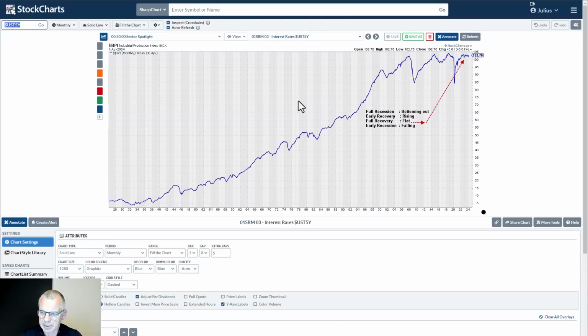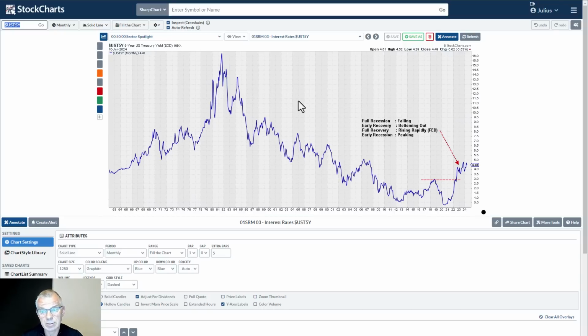Now we've got interest rates, and interest rates are interesting because look at what happened here. This is a massive downtrend that has been reversed. Interpreting this chart, I'm going to say that this is rising rapidly, and I think that's pretty accurate, especially if you compare it with the move that we had since the early 80s. I think this is a rapidly rising chart, and that puts it into full recovery. That is where interest rates align with the sector rotation model.